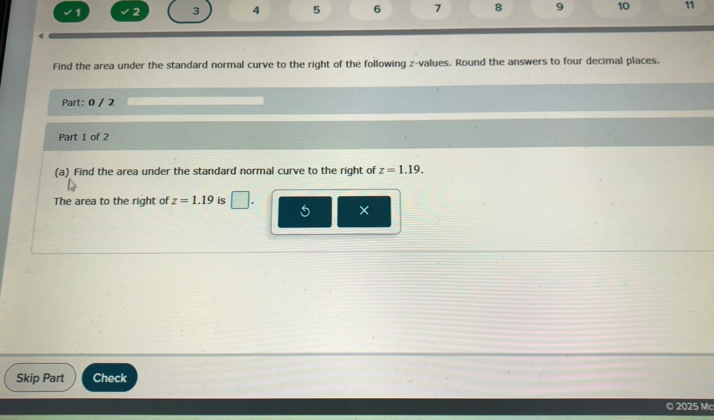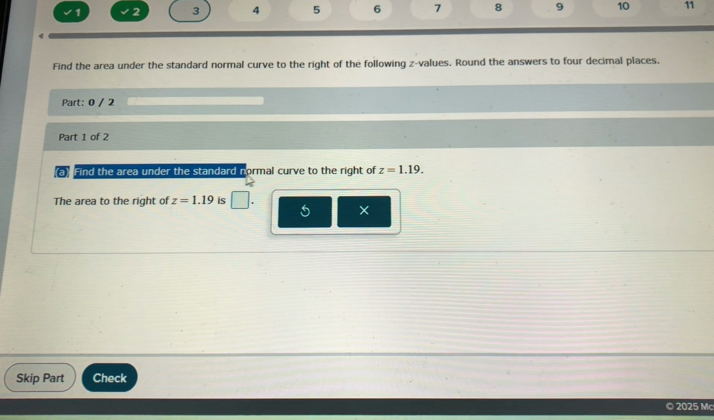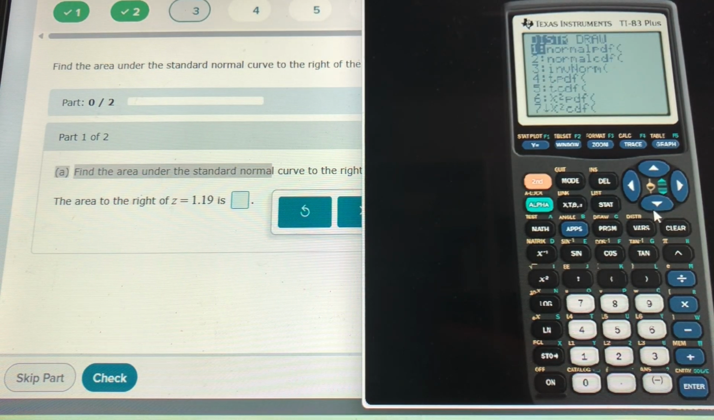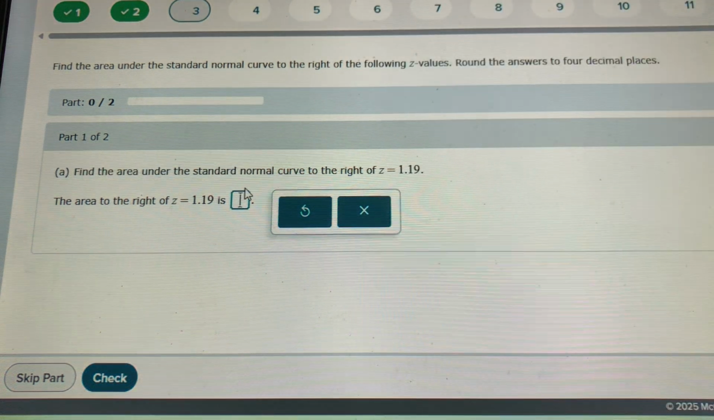Find the area, same thing. Find the area under the standard normal. Now it wants me to go to the right of 1.19. That's the second case, the second part of the first problem. This is when you do normal CDF and you put the given number first, then positive 999 goes second, 0 and 1 is third and fourth anytime it's standard normal. 1170, there's a 2 after that, so keep it 1170.